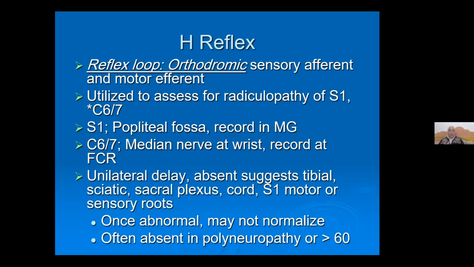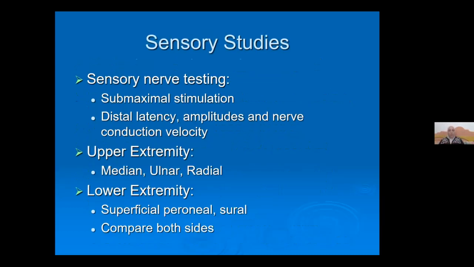Sensory studies. Now we talked about the motor studies and the F wave and the H reflex. The sensory nerve testing, as you know, is done with submaximal stimulation. We test the distal latency in milliseconds, the amplitude in this case in microvolts, and the nerve conduction velocity in meters per second. In the upper extremity, we test the median and the ulnar nerves and possibly the radial nerve. In the lower extremity, we test the superficial peroneal and the sural nerves. And it is very important to compare both sides, maybe the symptomatic side with the asymptomatic side, for instance.